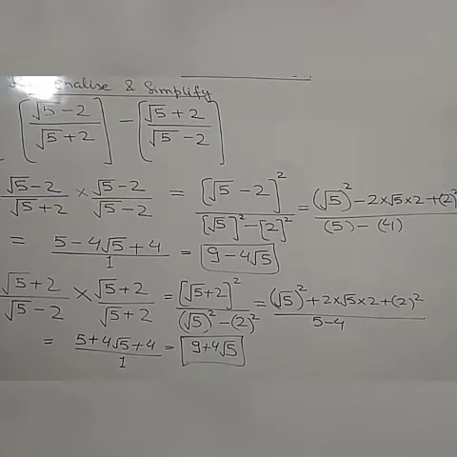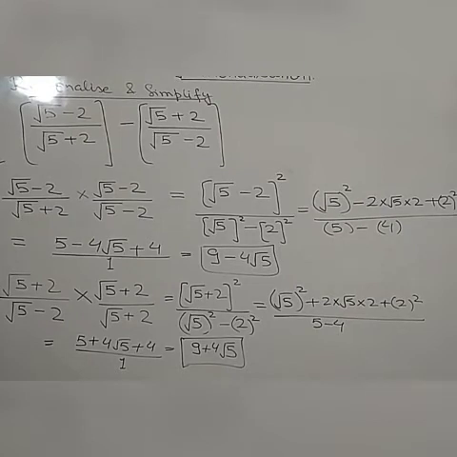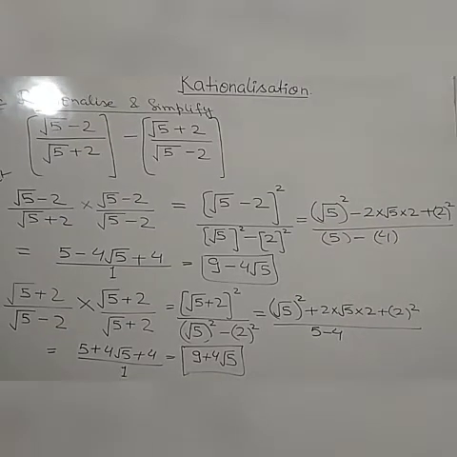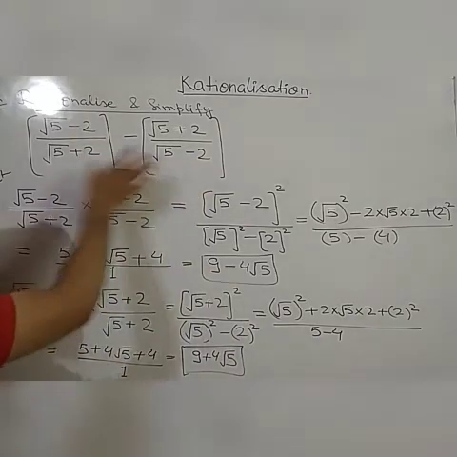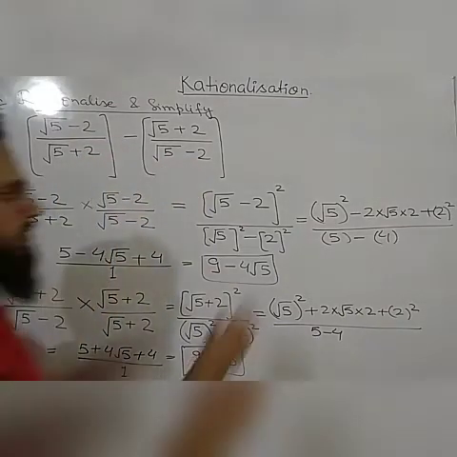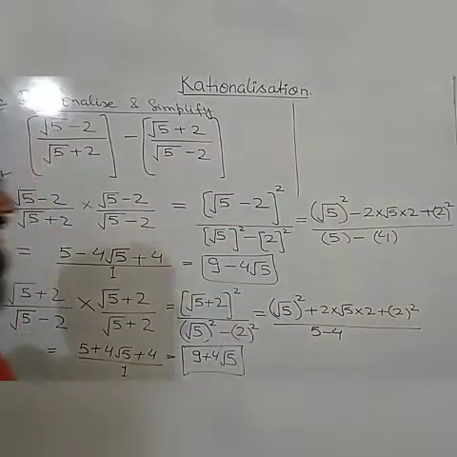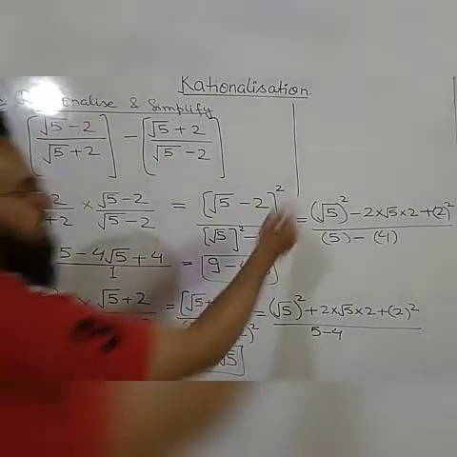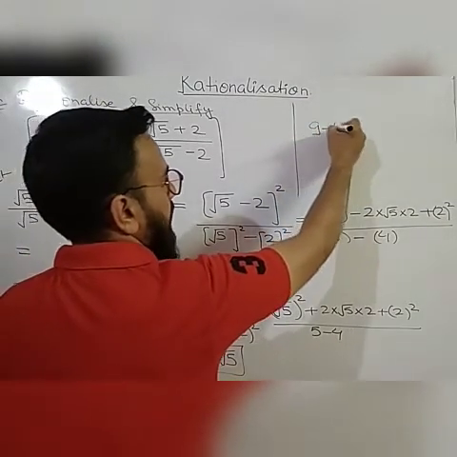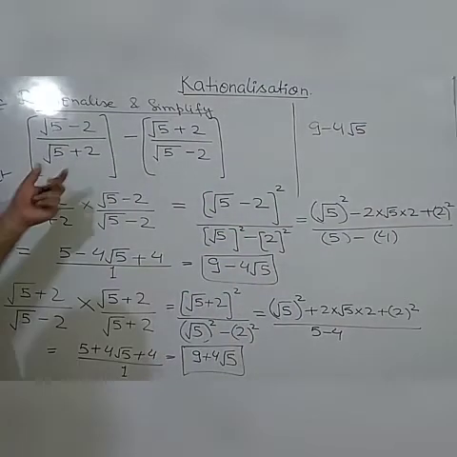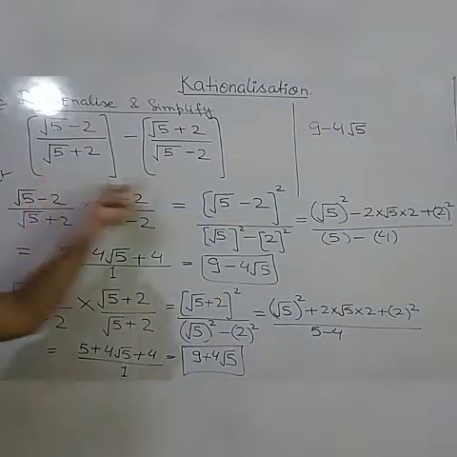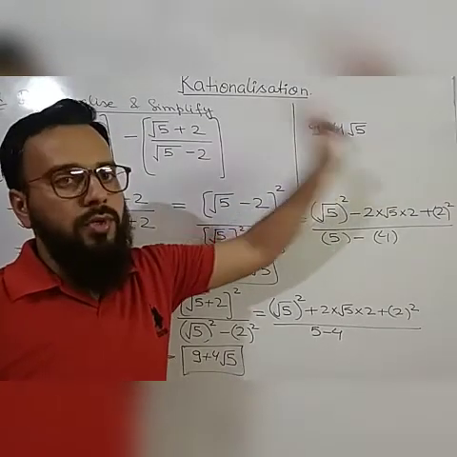We got 9 plus 4 root 5. Okay, now putting the values of these two terms, first term and second term, in this expression. So when we put these values, what will we get? The first term is 9 minus 4 root 5. This is the value of the first bracket.